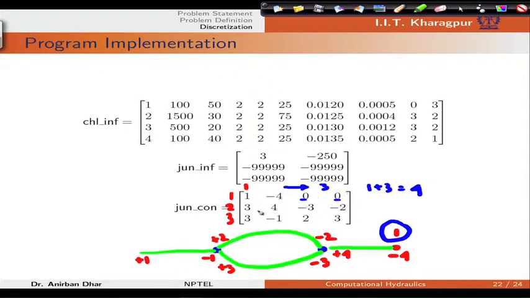In this case, second junction, this is junction number 2. For junction number 2, we have 3 channel reaches there. So, this is plus 4. Plus 4 means this is the starting point of channel 4. Minus 3, this is the ending point of channel 3. Minus 2, this is the ending point of channel 2. Again, third junction, this is the ending point of channel 1. This is the starting point of channel 2 and the starting point of channel 3. So, with this, we can start the programming.